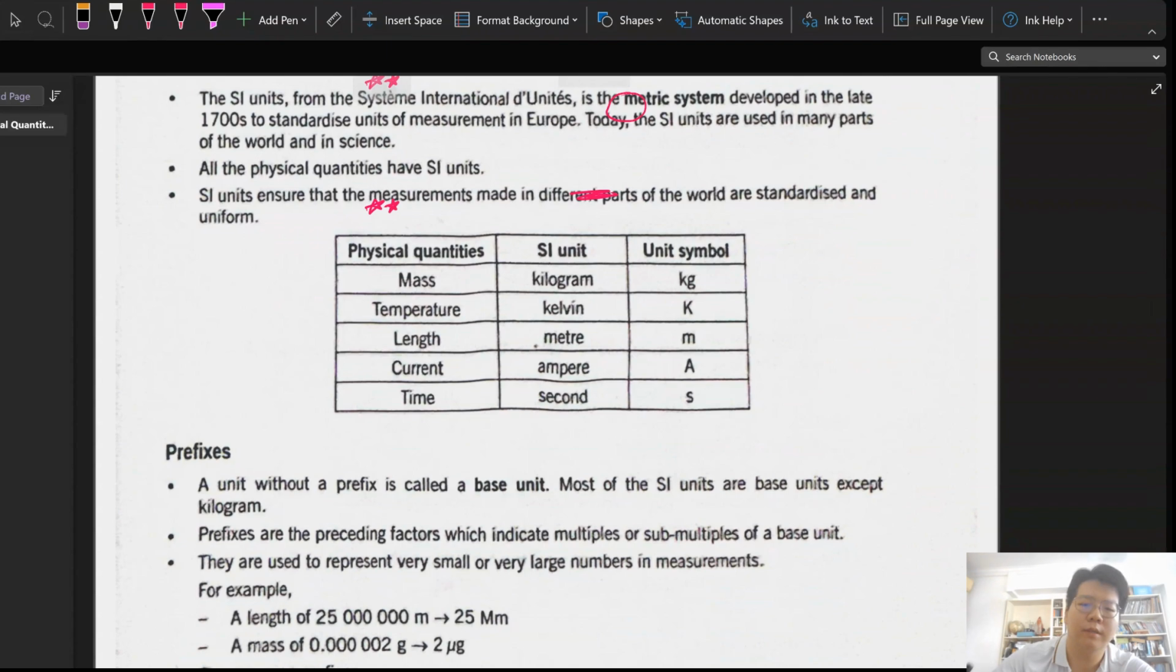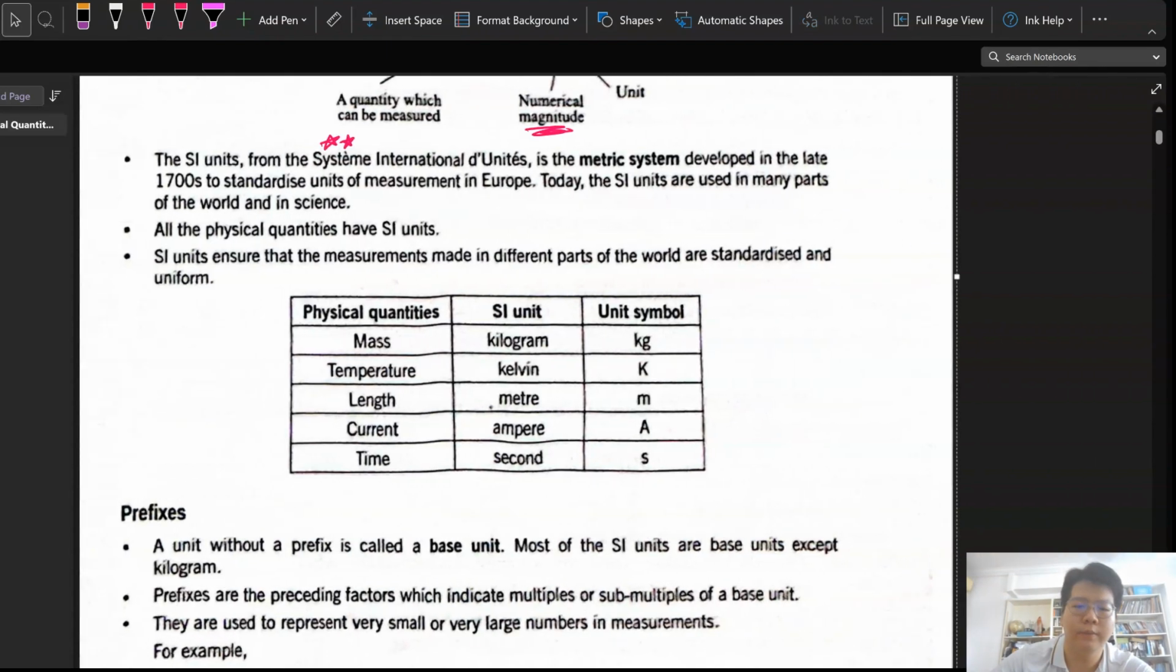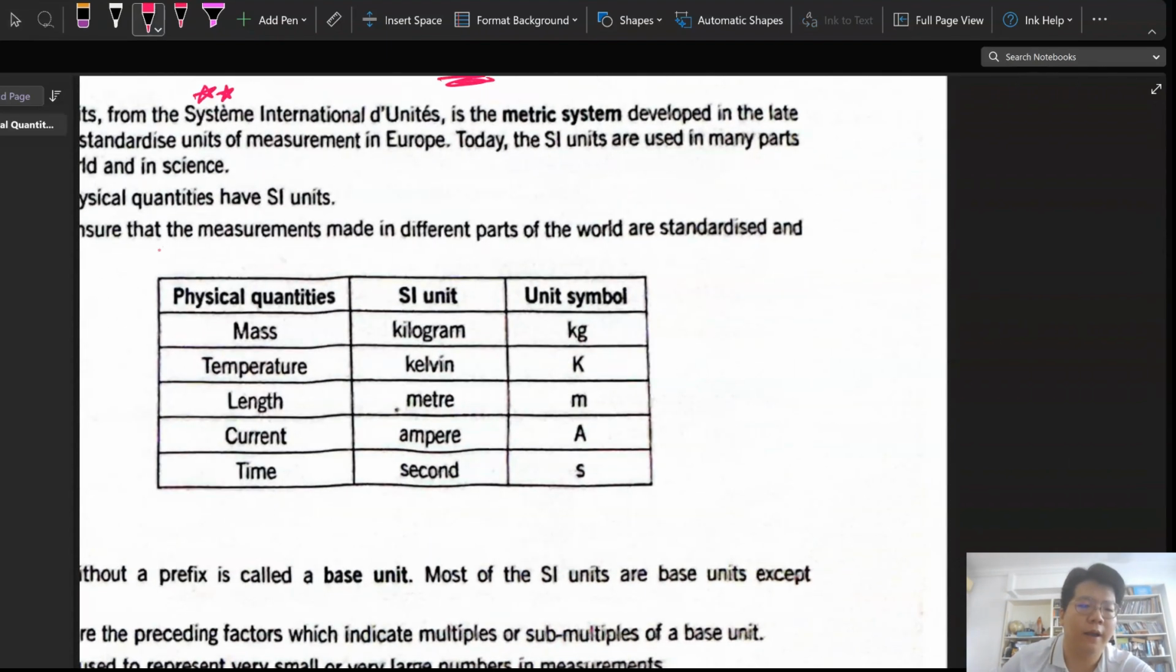So here are some physical quantities and unit symbols that you must know. This over here are called the five base units. I'll go through in depth why they're called five base units in a further lecture in the future. But first of all, you have to know that the five physical quantities present are your mass, your temperature, your length, your current, and your time. And your SI unit symbols are kg, Kelvin, meter, ampere, and seconds.